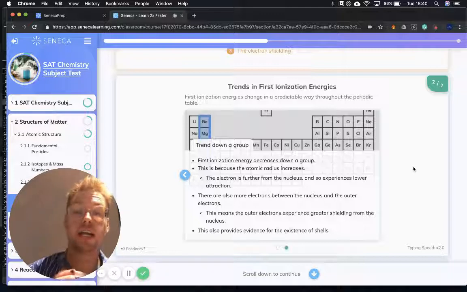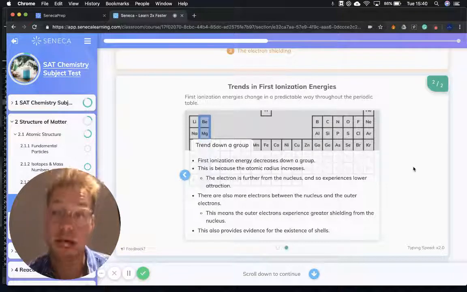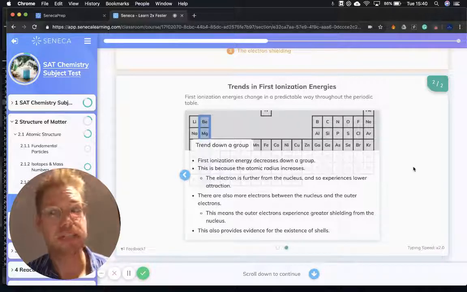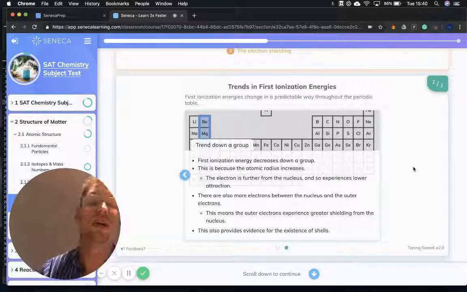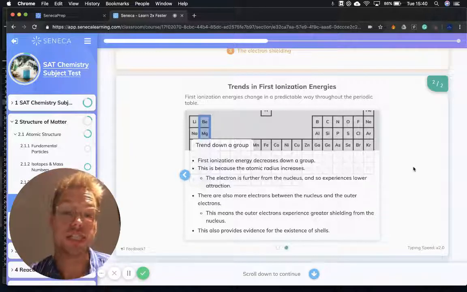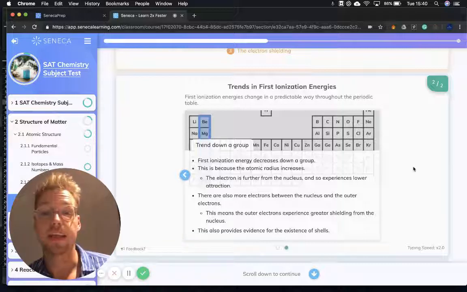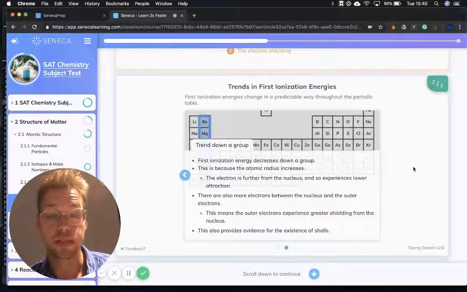So now we went across, now we got to go down. The first ionization energy decreases down a group. So first ionization energy decreases down a group, and this is because atomic radius increases. The electron is further from the nucleus, so experiences lower attraction.